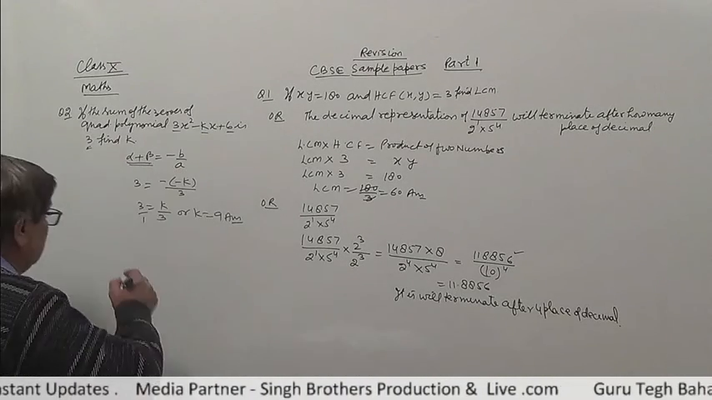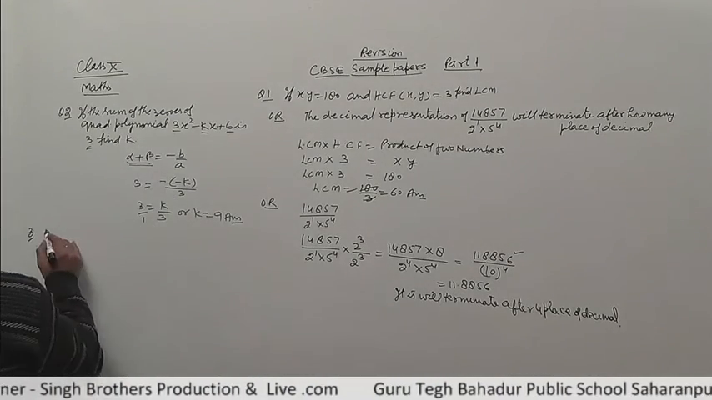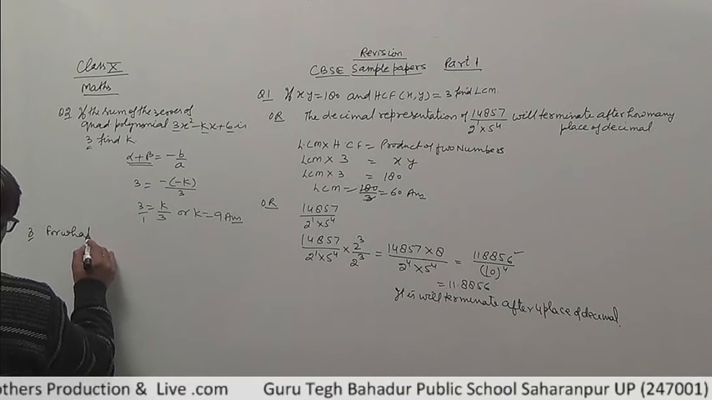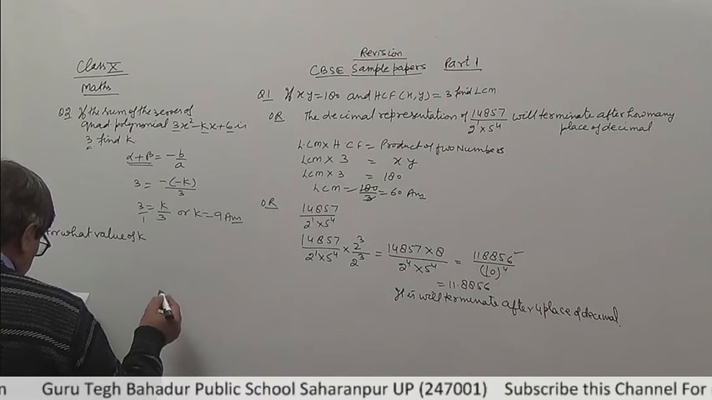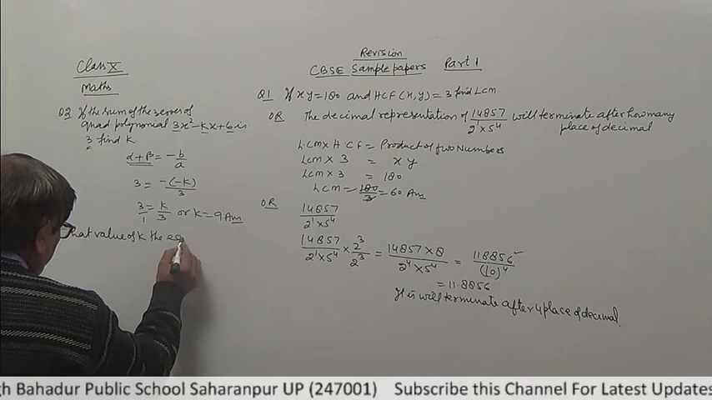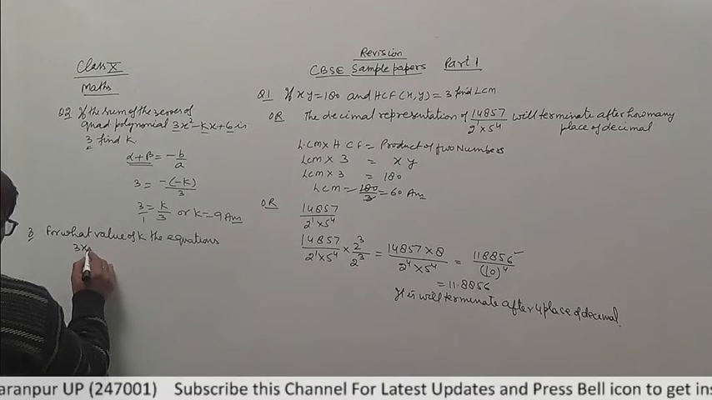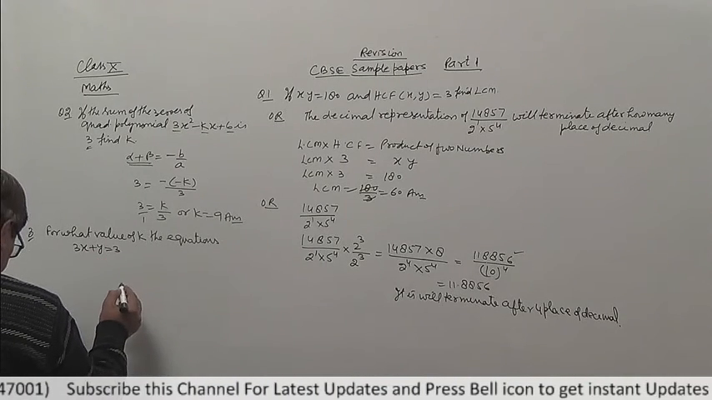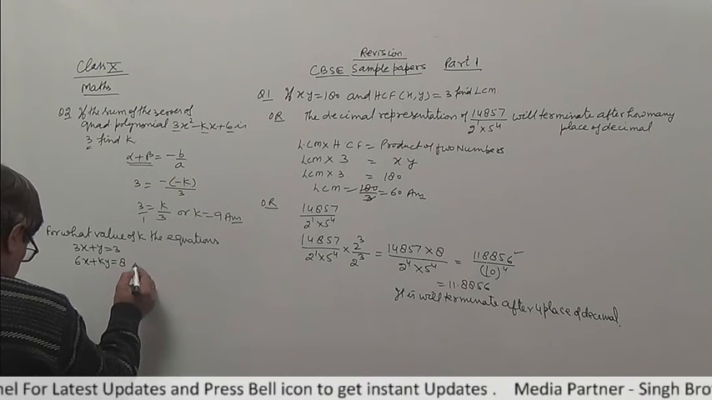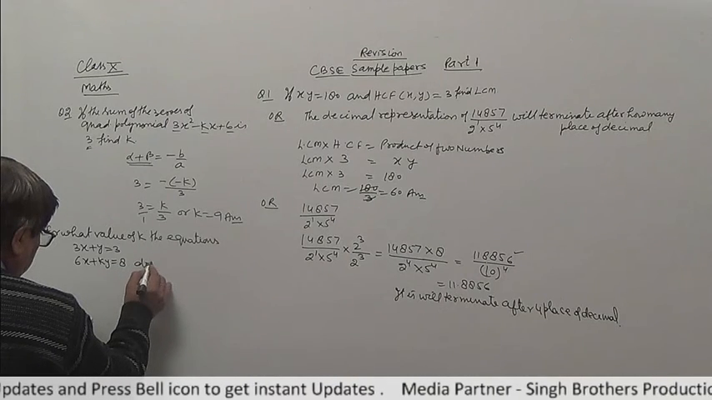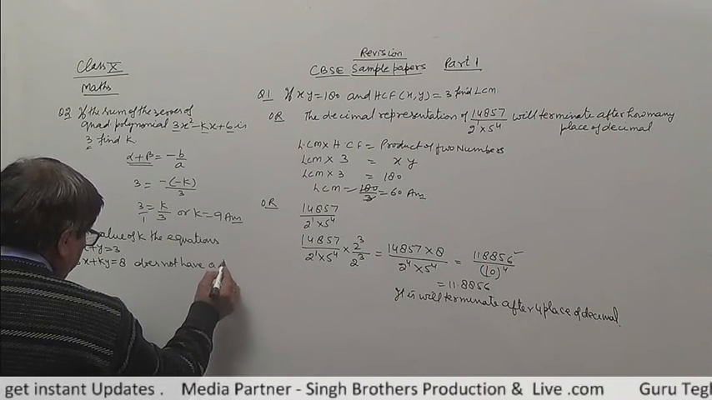Third, for what value of k the equations 3x plus y is equal to 3, 6x plus ky is equal to 8 does not have a solution.